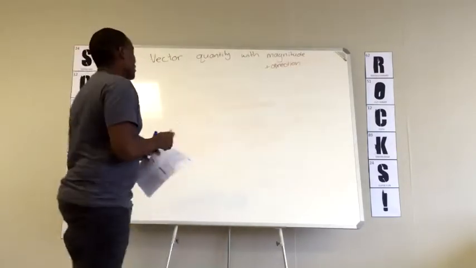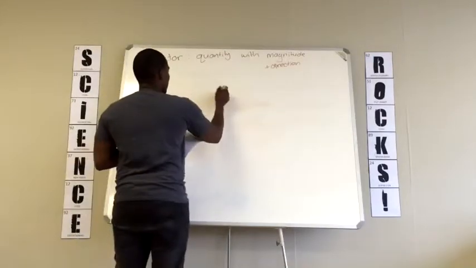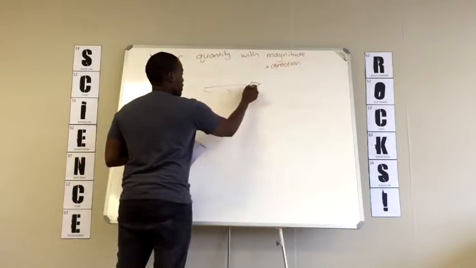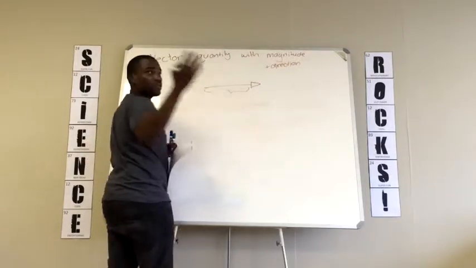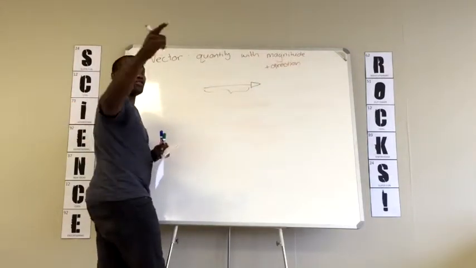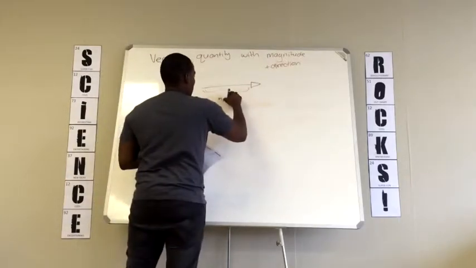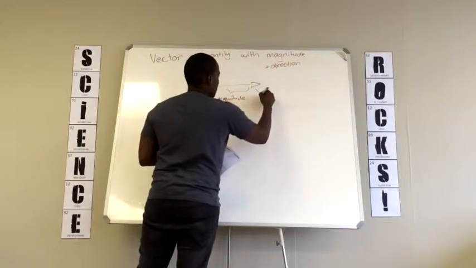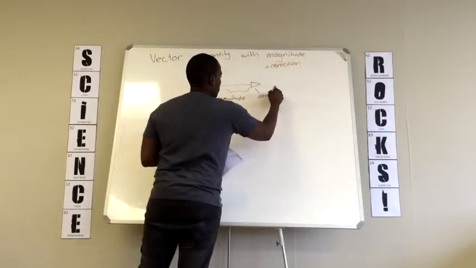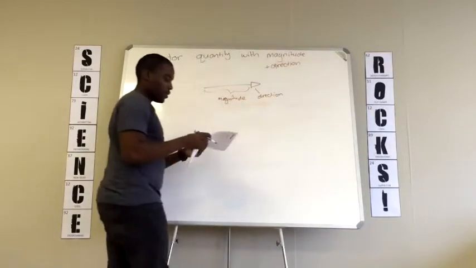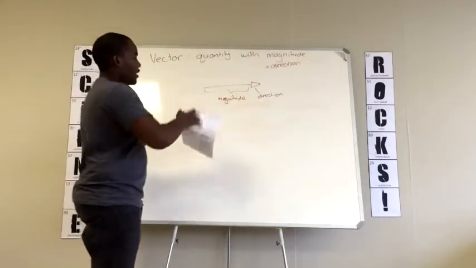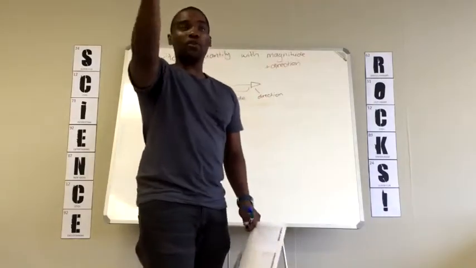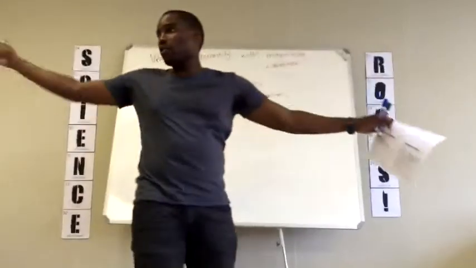Representing a vector graphically, we use an arrow with an arrowhead, and our arrow length represents the magnitude. The arrowhead represents the direction. Fantastic. Now when we add vectors, we're going to start off with our vectors in one dimension, just purely in a single direction, either this way or that way.